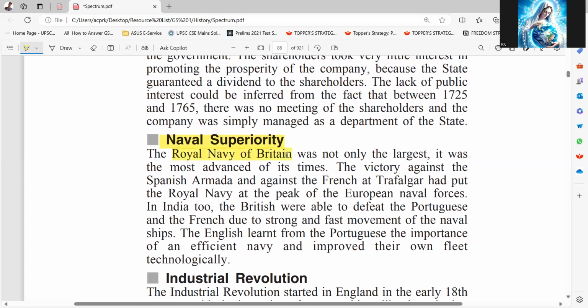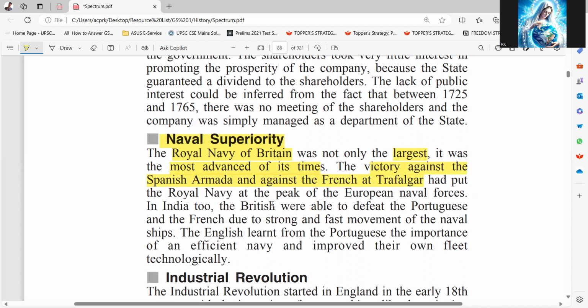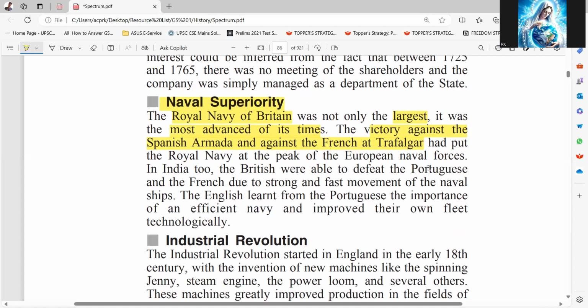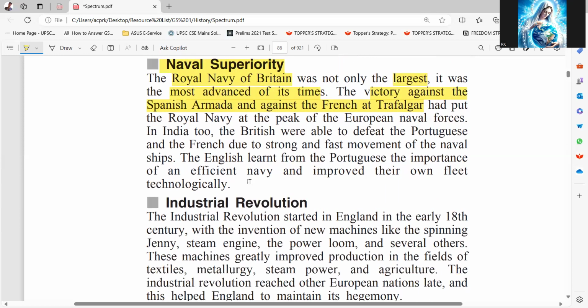The Royal Navy of Britain was not only the largest, it was the most advanced of its times. The victory against the Spanish Armada and against the French at Trafalgar had put the Royal Navy at the peak of European naval forces. In India too, the British were able to defeat the Portuguese and French due to the strong and fast movement of their naval ships. The English learned from the Portuguese the importance of an efficient navy and improved their own fleet technologically.